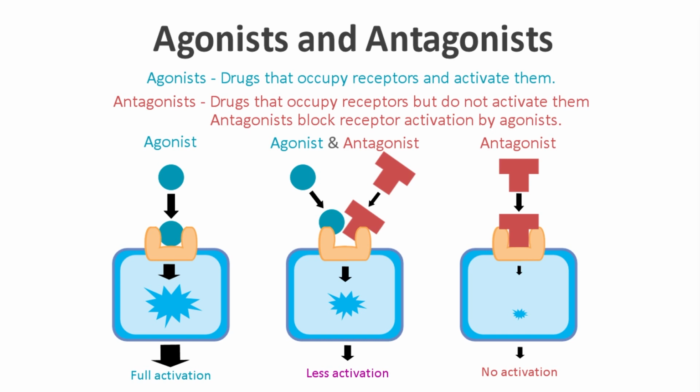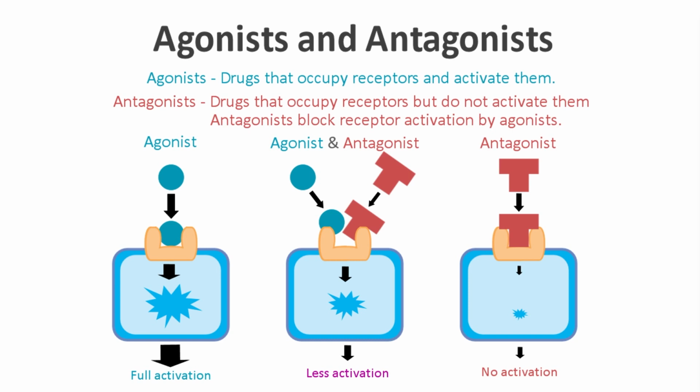Drugs that occupy receptors and activate them, so they cause a response within the cell, are agonists. Drugs that bind a receptor but don't activate them are called antagonists, and often they can block a receptor to block activation by an agonist. So we have agonists, we have antagonists, and then sometimes we can have mixed agonist-antagonist reactions. Sometimes the binding of an antagonist won't necessarily stop activation of that response within a cell, but it might dampen it a little bit.